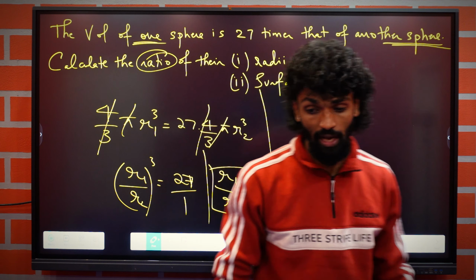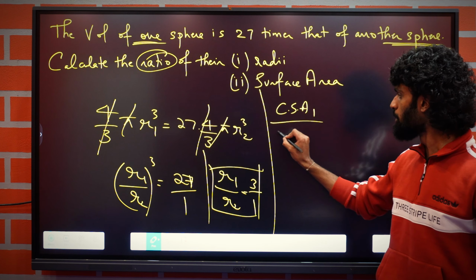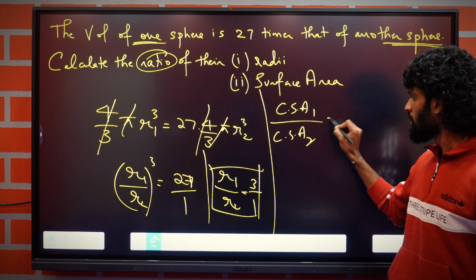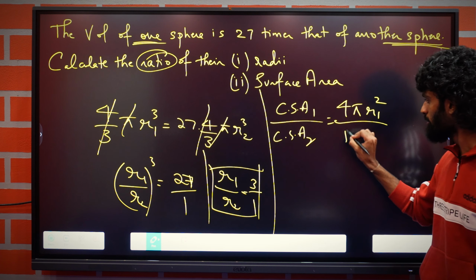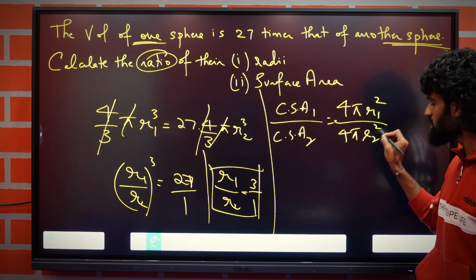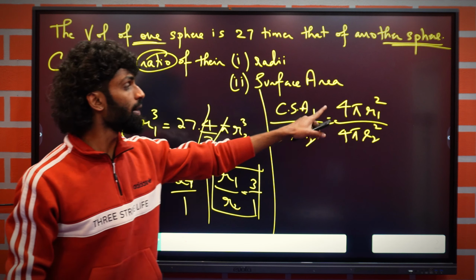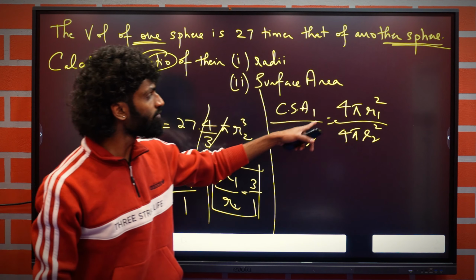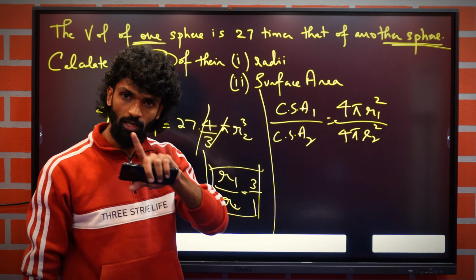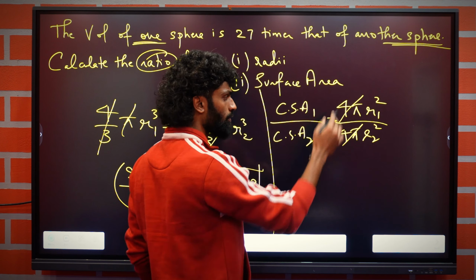Now what are they asking? They're asking the ratio here. You gotta be careful. They're asking me CSA1 by CSA2. Now what's the formula? 4π r1² by 4π r2². I know that you guys are smart and if you only write r1²/r2², it's technically right. But they'll cut marks telling you haven't mentioned the complete formula. That's a problem. So you mention that and then only you cancel off whatever is possible.